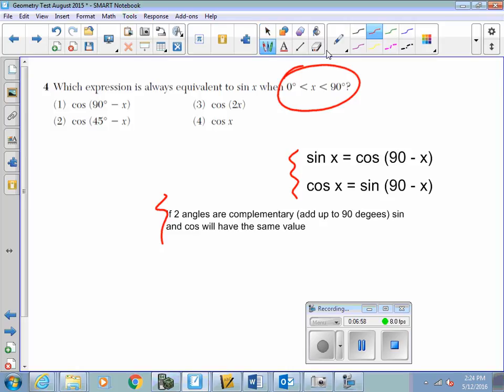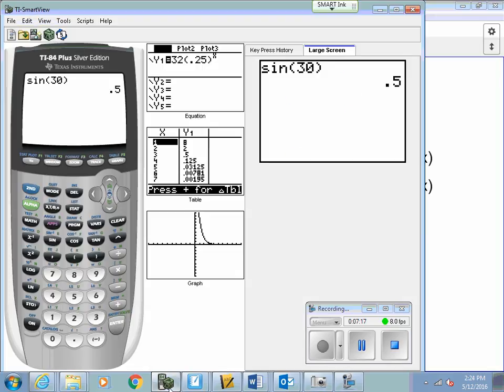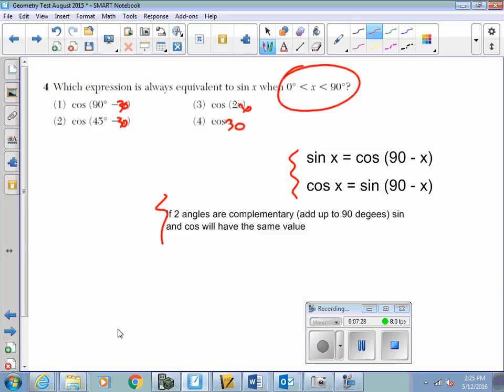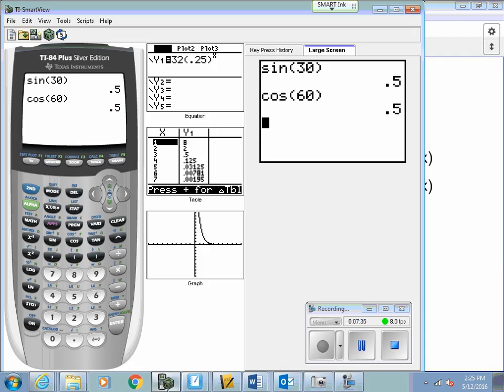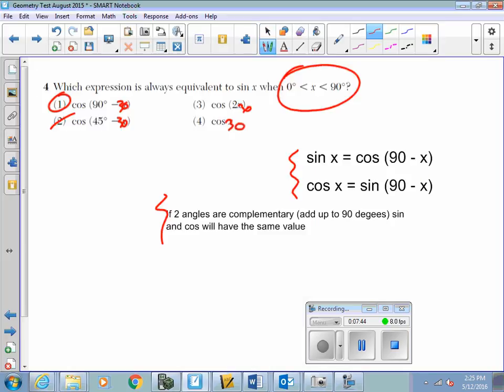Well, if I use 30 degrees, I can just plug in 30 here, and 30 here, and 30 here, and 30 here, and just go through and see which one is equivalent. So I could do cosine of 90 minus the degree I chose, which is 30, so the cosine of 60. The cosine of 60 is also 0.5. So at this point, I'm thinking number 1 is my answer. But let's just look at number 2, cosine of 45 minus 30. That'd be the cosine of 15. So I do the cosine of 15. Not equivalent, so we know that is not the answer for us.